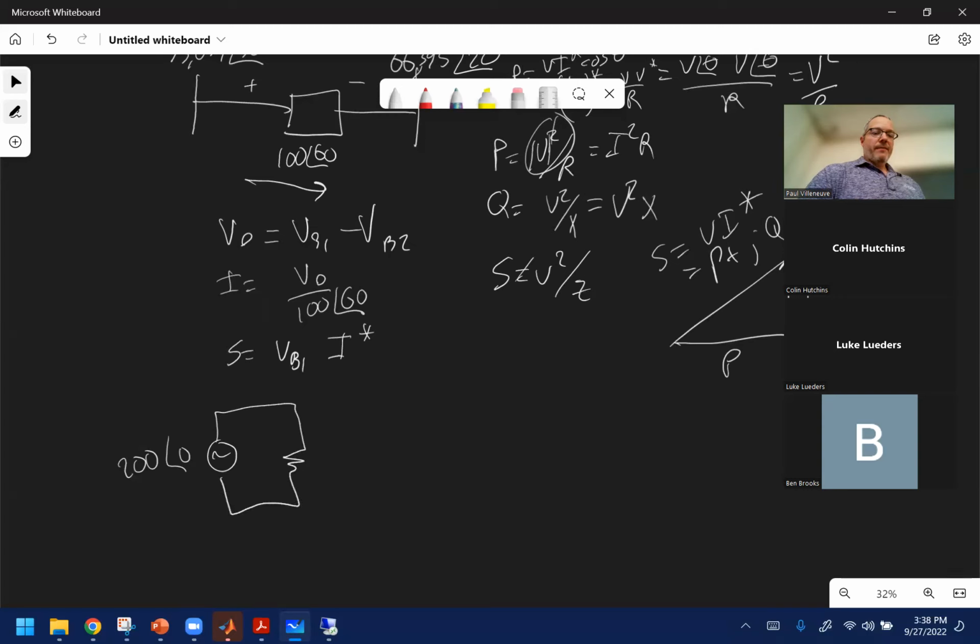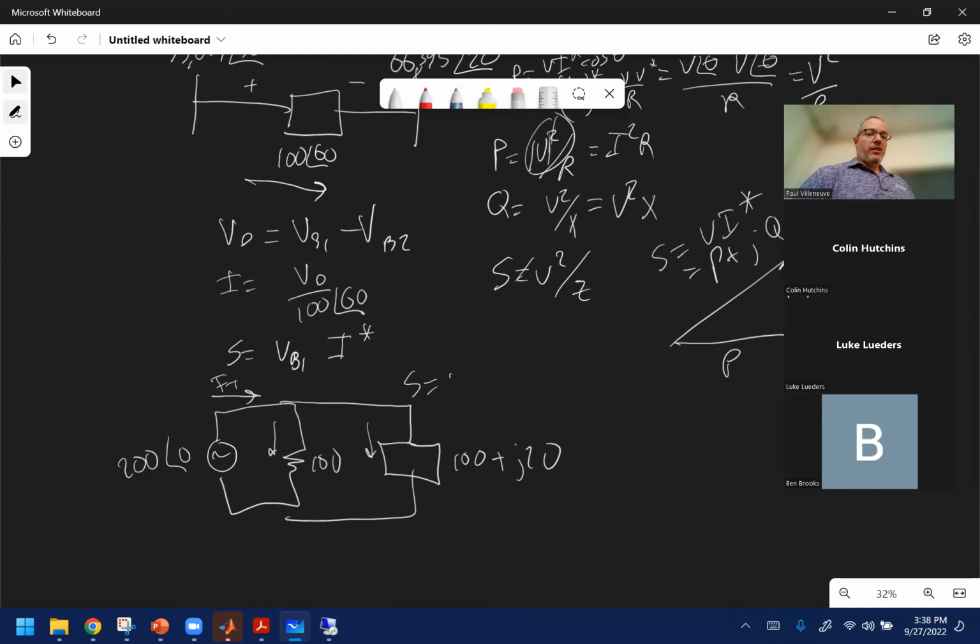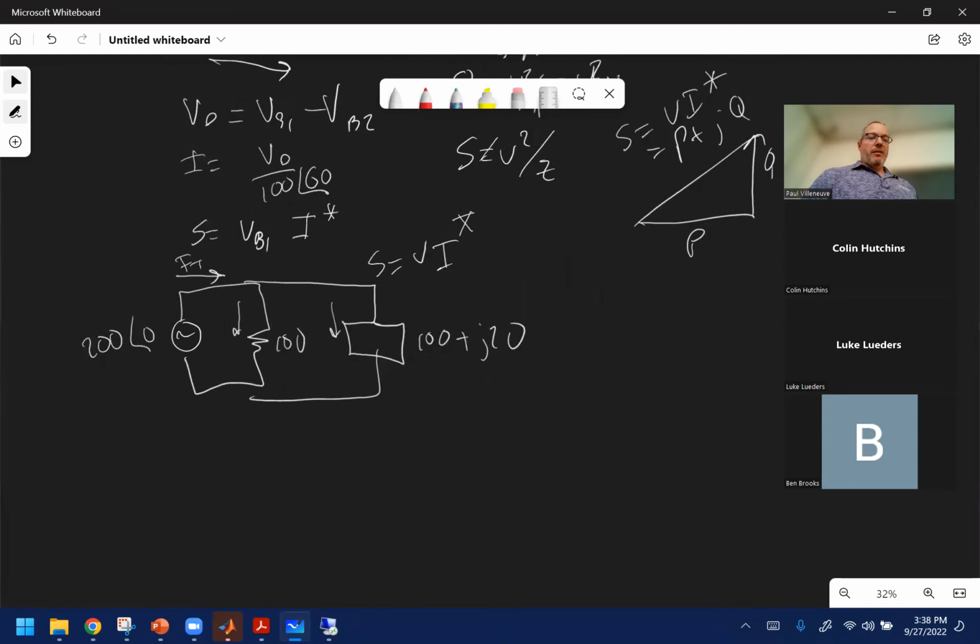Then you put 100 here, then we can put in a box. This is 100 plus j20. Now there's a bunch of different ways to solve for this. The question was, find the total real and reactive power and power factor. So you could have solved for the current here and the current here because those voltages are in parallel. Then you sum that current, I total, and then you do S equals VI conjugate. That's perfectly fine.